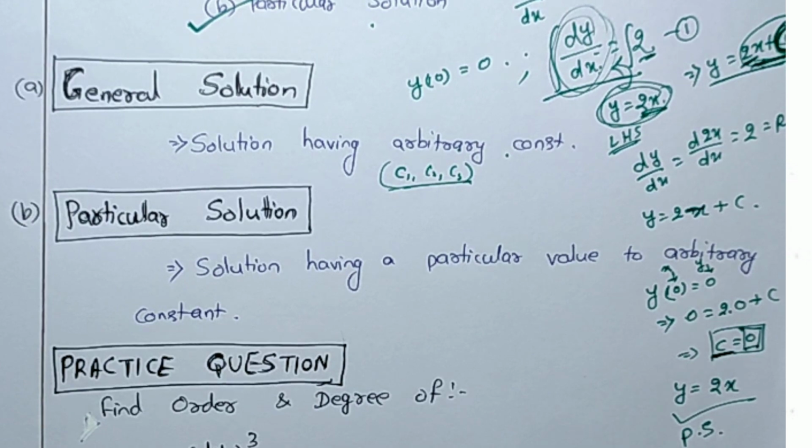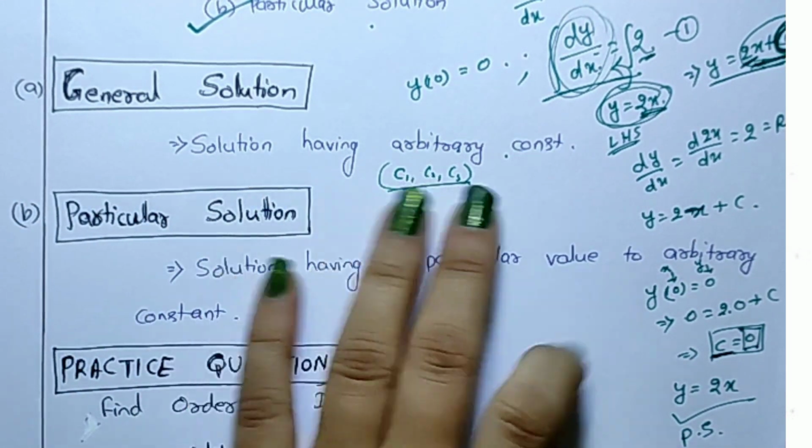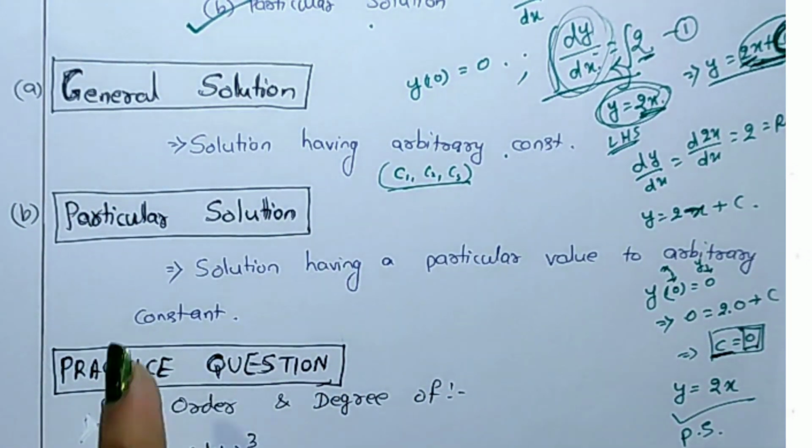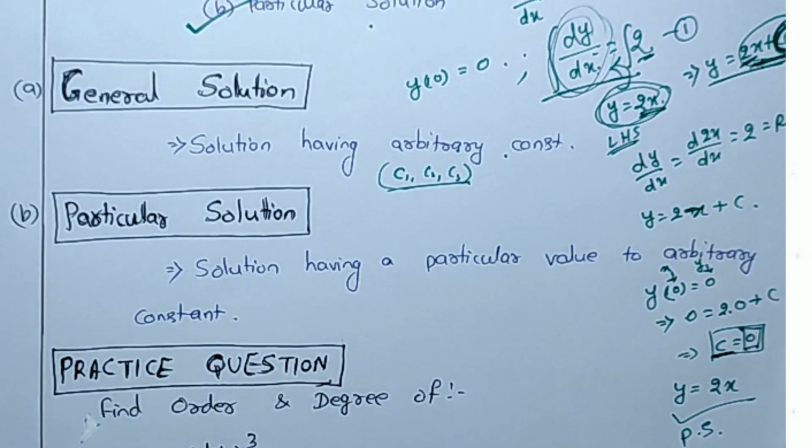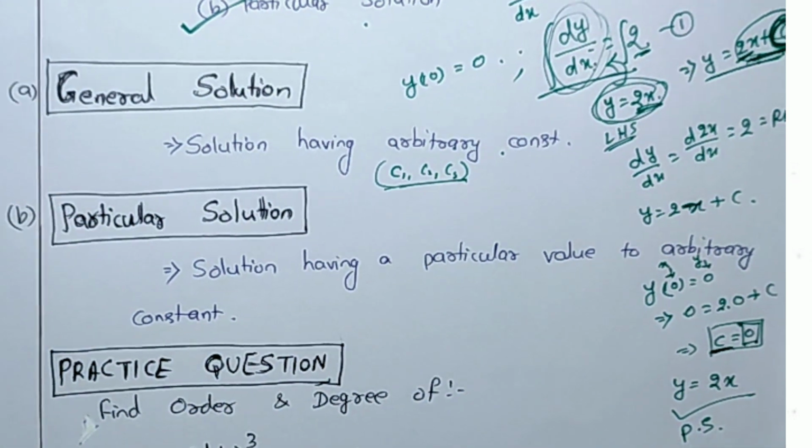A general solution involves the arbitrary constant. A particular solution does not involve the arbitrary constant; we assign a value to the arbitrary constant. Clear? Let's practice some questions.